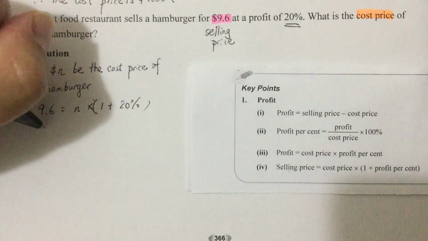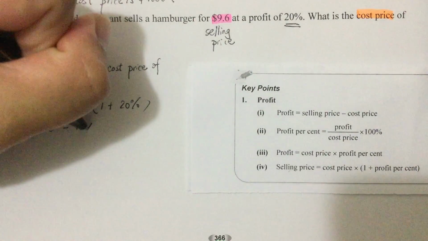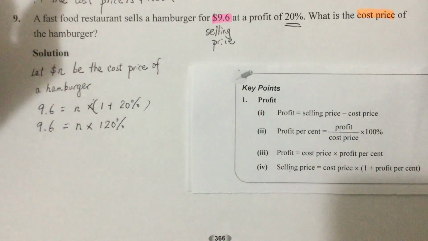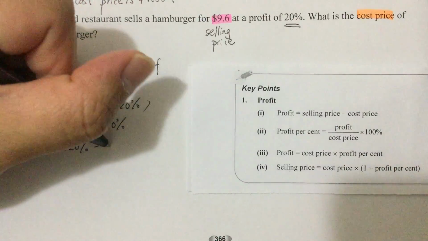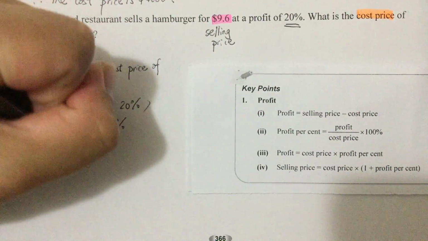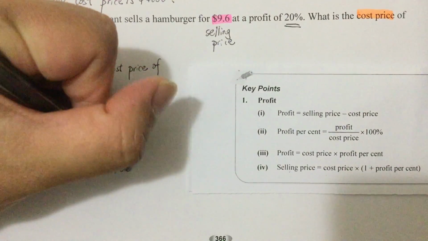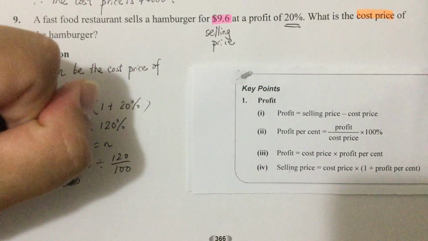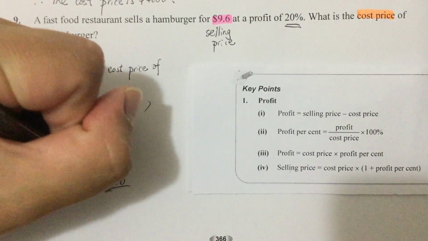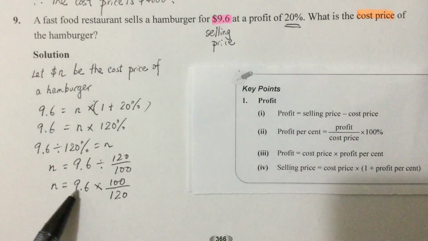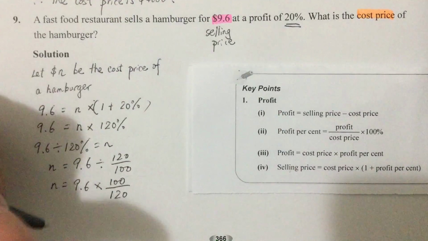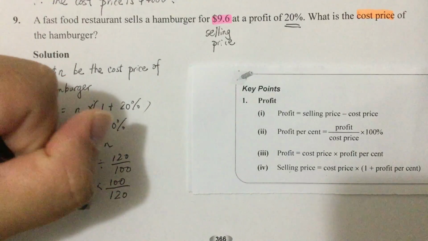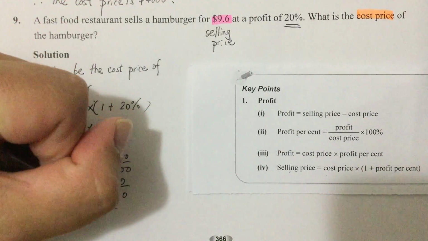And then we will do the calculation. 9.6 equals N times 120%. So you have 9.6 divided by 120% equals N. That is N equals 9.6 divided by 120 over 100. Okay, N equals 9.6 times 100 over 120. Okay, luckily 9.6, you know this one is obviously a 12. Okay, so you can do something like this. 96 over 10 times 100 over 120.